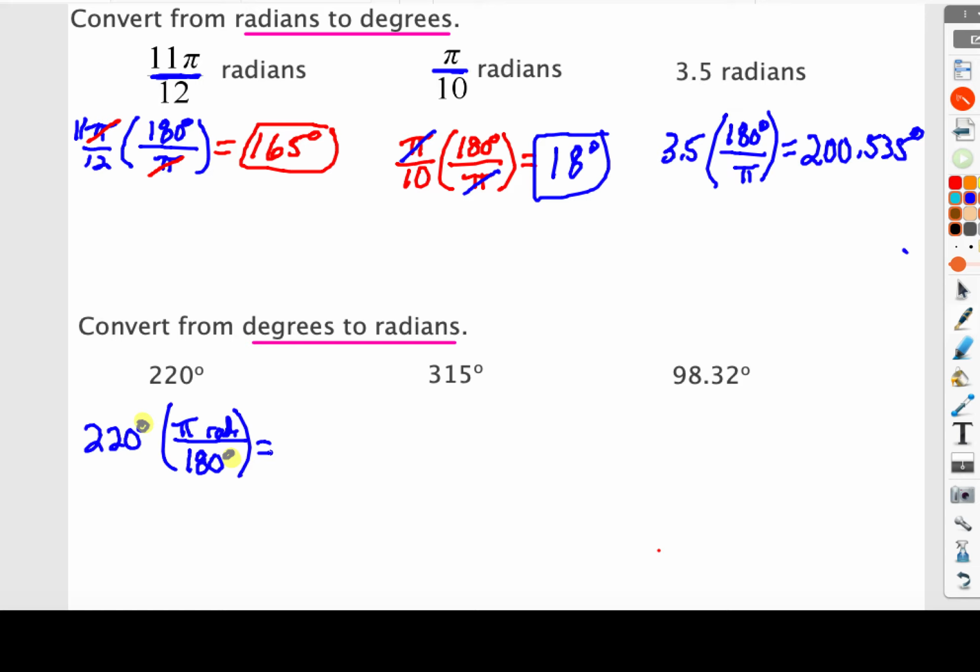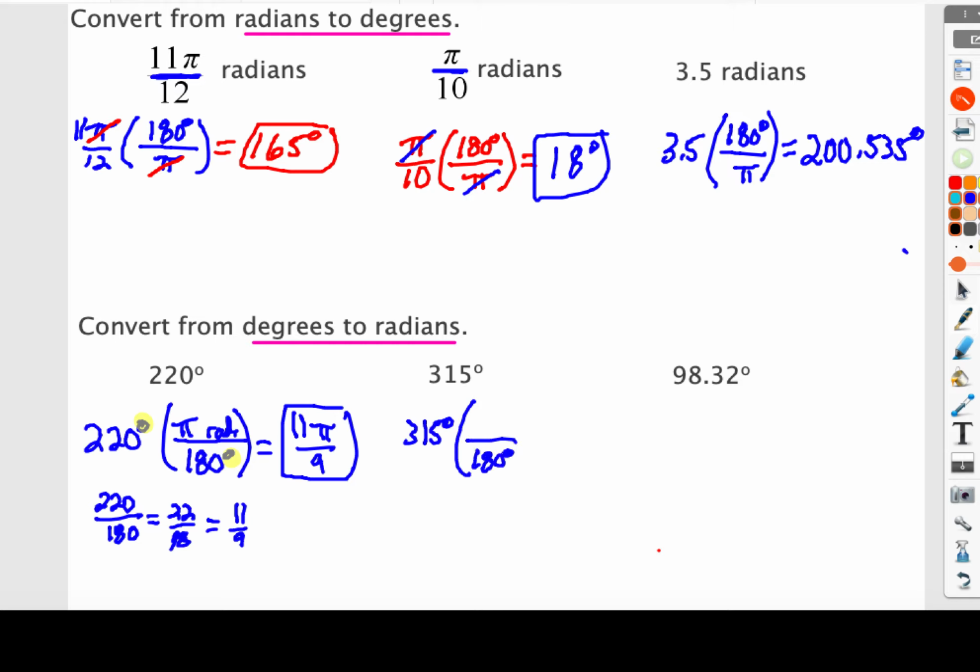But now the idea is I just need to clean this up a little bit. 220 divided by 180 is really 22 over 18, or basically 11 ninths. Well, that means that with the pi in there, this is 11 pi over 9. And there's my radian measure. Let's do the same thing with 315 degrees. Again, we're going to divide away the 180 degrees, introduce the pi radians, and 315 degrees is actually just 45 times 7, I do believe.